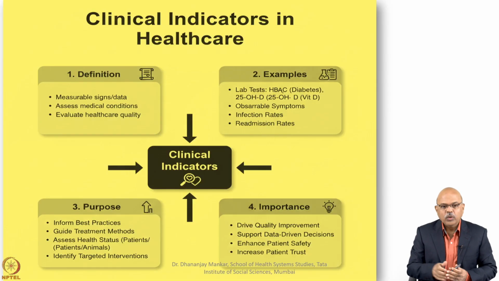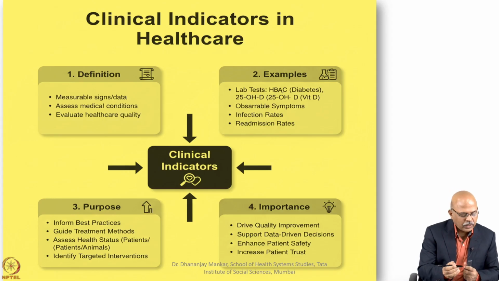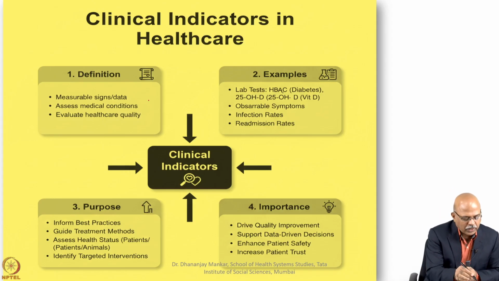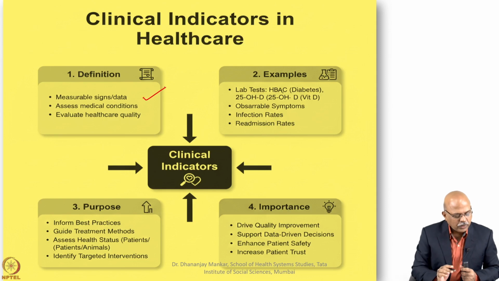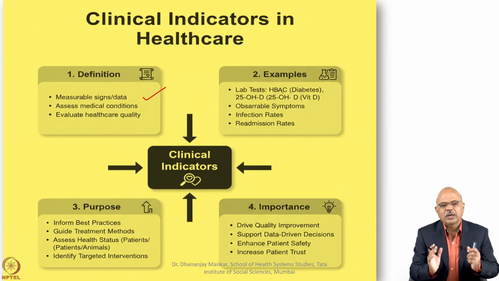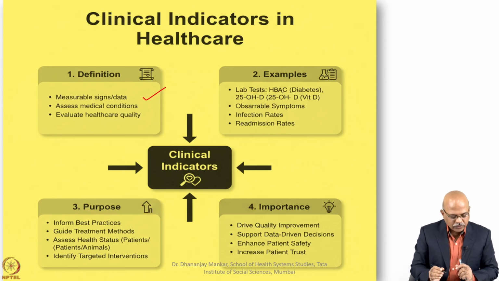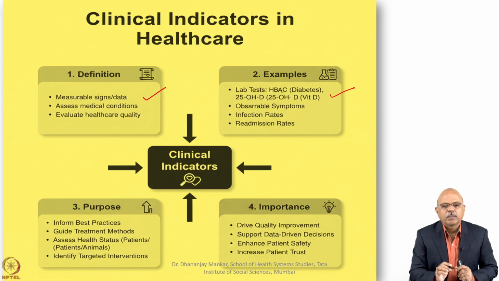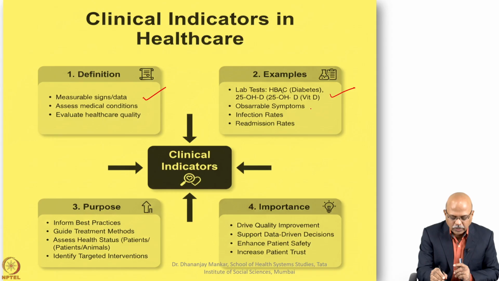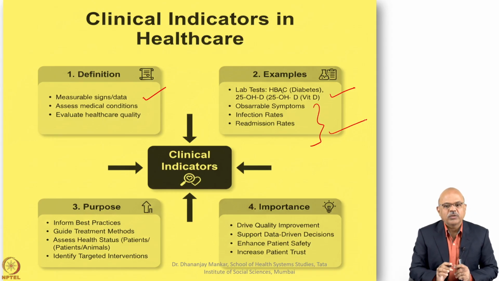Now, you can find the focus of these clinical indicators in healthcare, where when you come up with the measurement part, the measure of the science and data is being seen, where they assess medical actions or conditions to evaluate the healthcare quality. So you need to see how the definition will focus on this part. For example, we have given the HbA1c diabetes test versus the vitamin D test. The infection rates, readmission rate, observable symptoms, this all will connect as an example of most of the situations that can give you the clinical indicators in health.